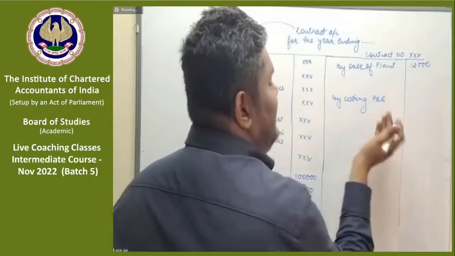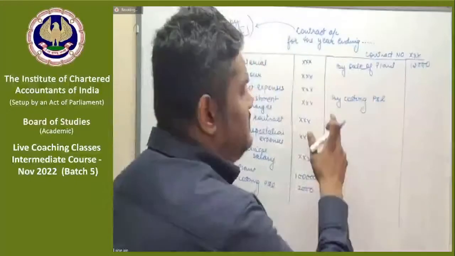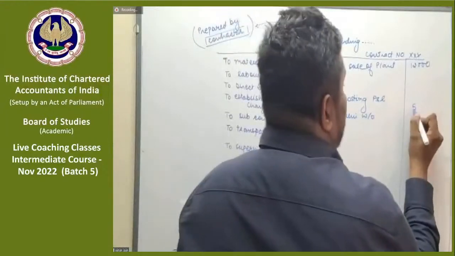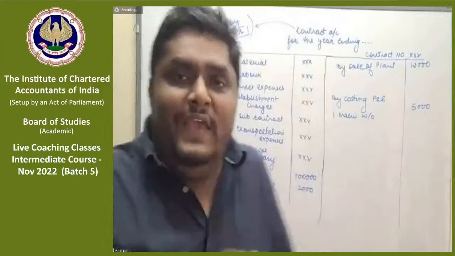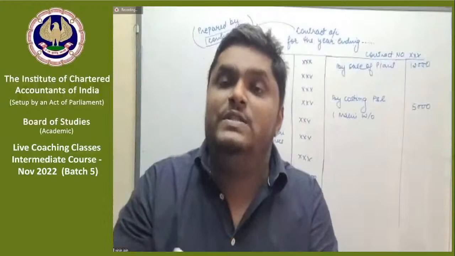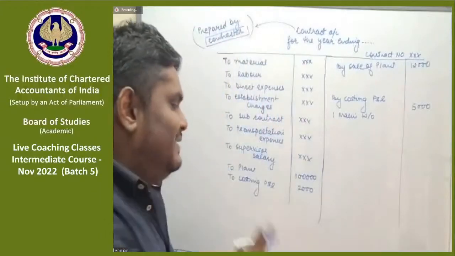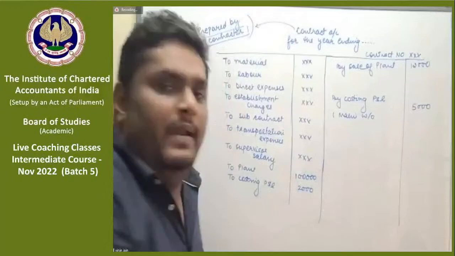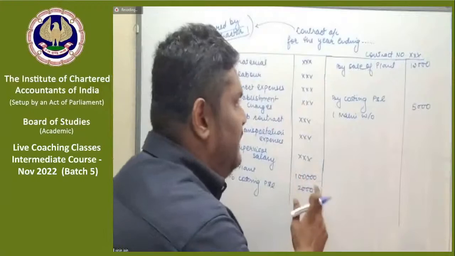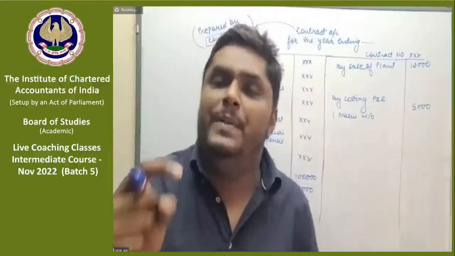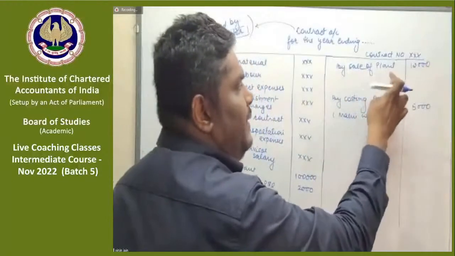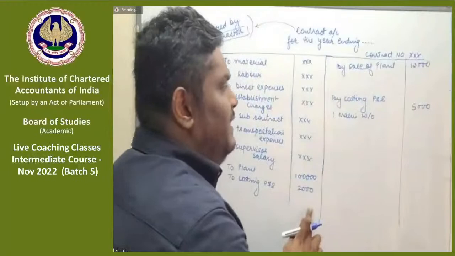Similar to the material adjustments I have discussed, by costing P&L, machinery or plant written off 5,000. If such adjustments are given in the question, I suggest you record to plant and by plant. Let's say the plant supplied to site is 1 lakh. A plant costing rupees 10,000 was sold for 12,000. So this adjustment is recorded as by sale of plant 12,000 to costing P&L 2,000.